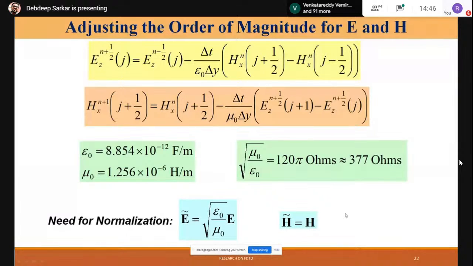So the main point that I'm trying to make here is the order of magnitude for the electric field components and the magnetic field components are basically not the same. They are different by an amount of these fractions. So 377, if you divide it, you can guess how that number will come out to be.